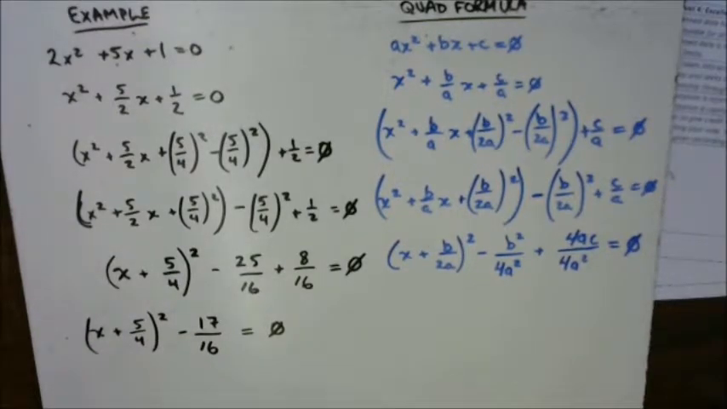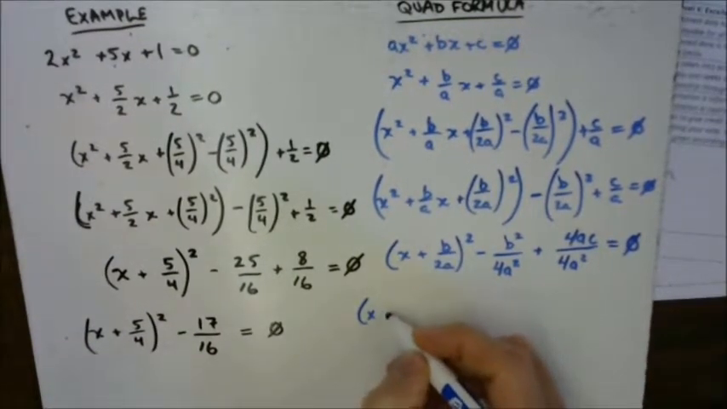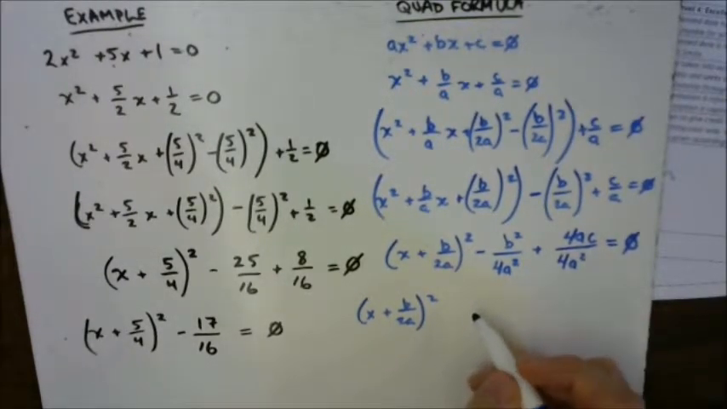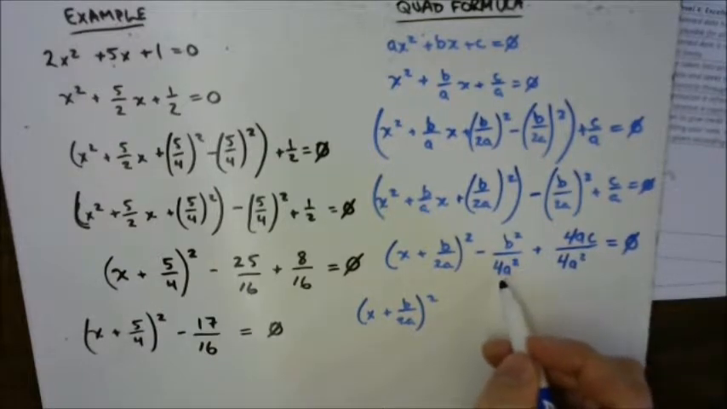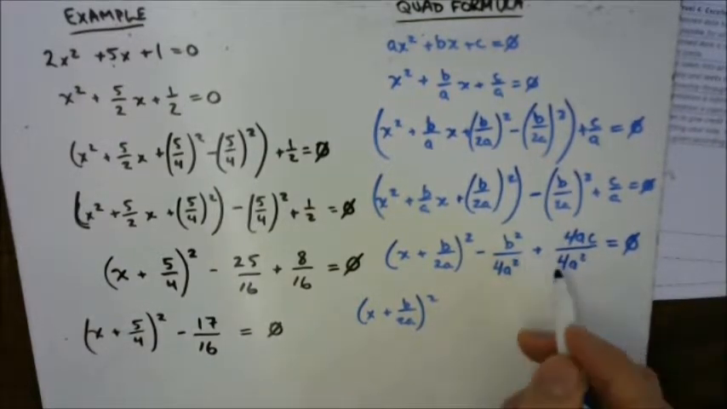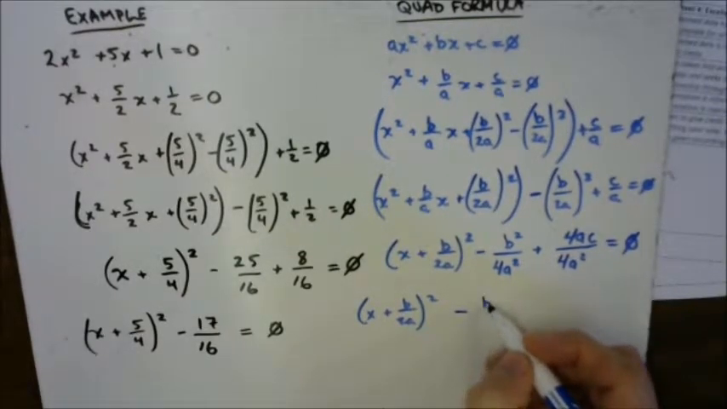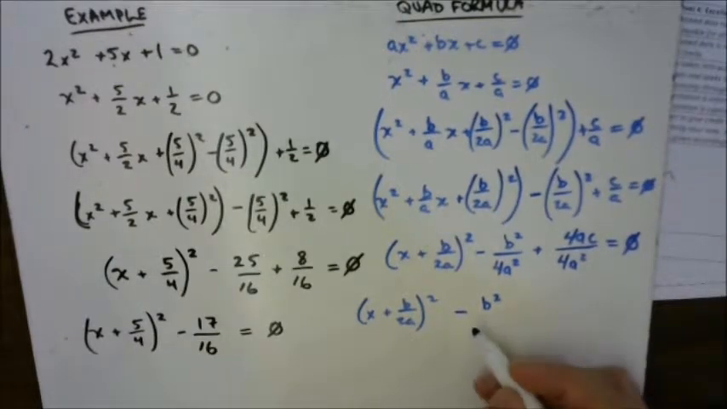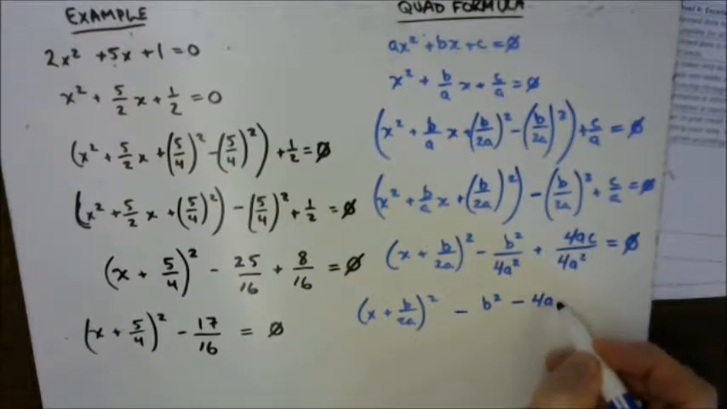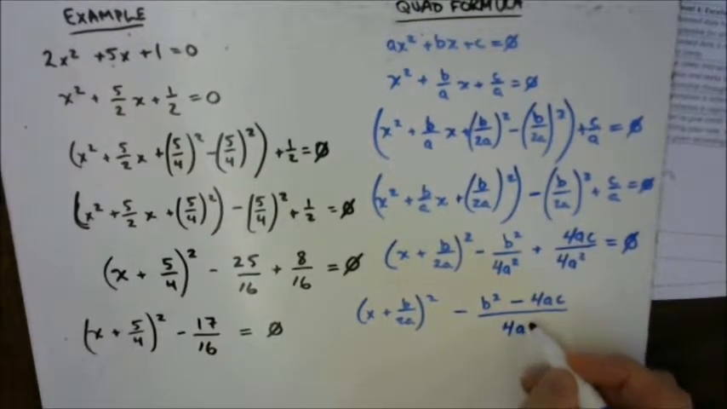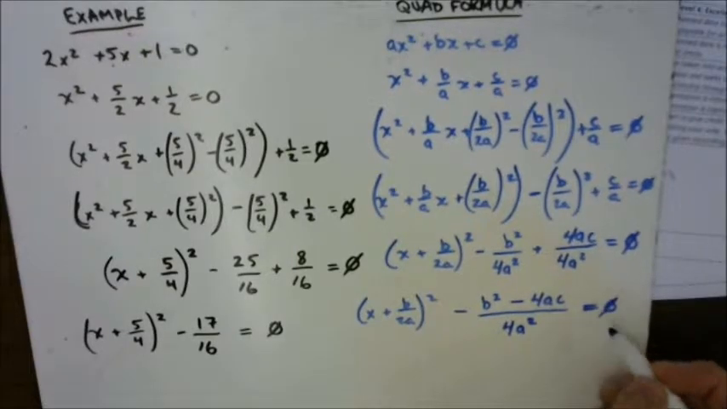Now in blue, we're going to do the same thing. We're going to keep our squared binomial. And we're going to group these together. So if I have a common denominator, I can just add the tops. Well, the top I'm left with negative b squared. And if this negative sign is going to apply to both terms, then I'm going to have minus 4ac over 4a squared equals 0.